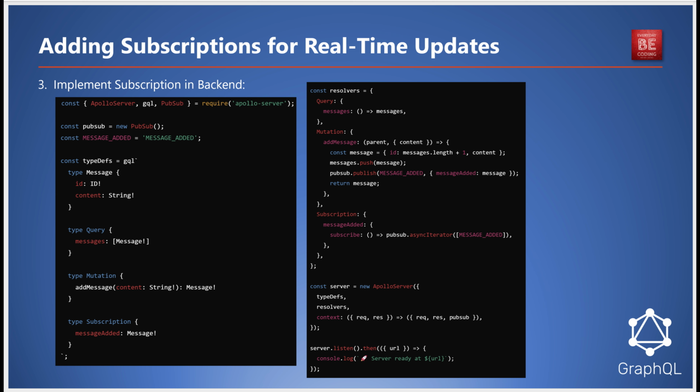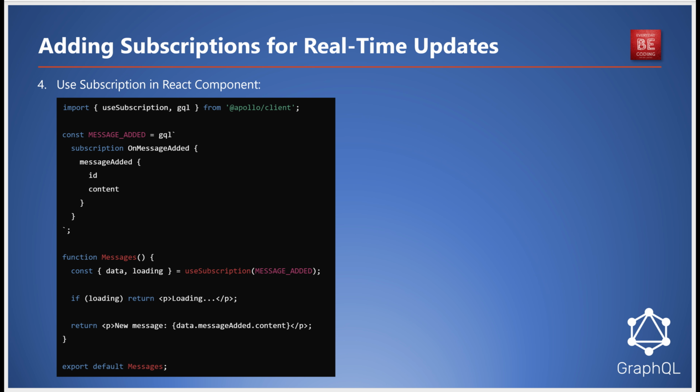In the mutation resolver for adding messages, after saving a new message, publish this event using the PubSub's publish method. For the subscription, use the PubSub's async iterator method to listen for the event indicating a new message has been added. Once everything is set up, use the useSubscription hook from @apollo/client in your React component to make your application listen to the subscribed events. This hook makes it incredibly seamless to integrate real-time data into your React components.